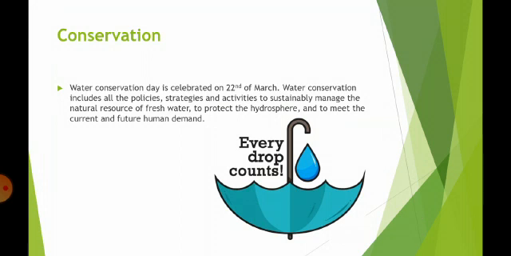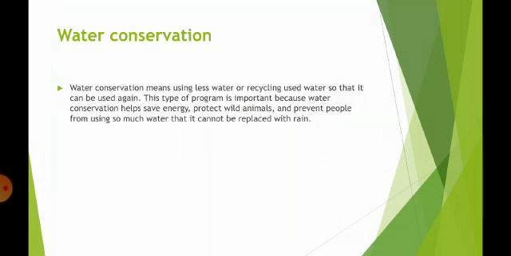What is conservation? First of all, I have some information for you through which you can understand what is conservation. Water Conservation Day is celebrated on 22nd of March every year. Water conservation includes all the policies, strategies, and activities to sustainably manage the natural resources of fresh water to protect the hydrosphere and to meet the current and future human demand. So, every drop of water is very valuable. So, every drop counts. What is conservation of water? Water conservation means using less water or recycling used water so that it can be used again. This type of program is important because water conservation helps save energy, protect wild animals, and prevent people from using so much water that it cannot be replaced with rain.